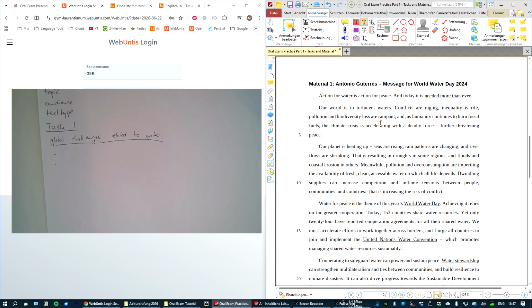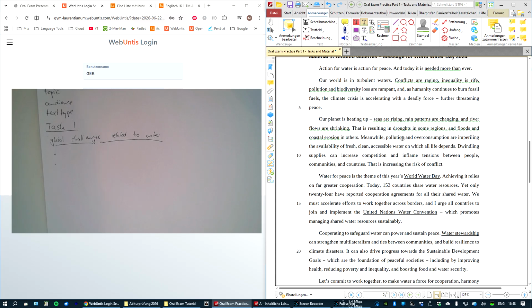So there's basically a lot of conflict going on, and biodiversity, pollution, those are things that are challenges related to water. Planet heating up, so related to water. Seas are rising, rain patterns are changing, river flows are shrinking. Definitely water. Another challenge that is related to water resulting are extreme weathers, droughts in some regions, floods, coastal erosions.